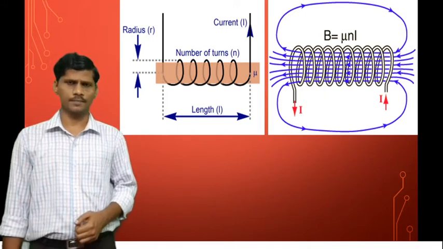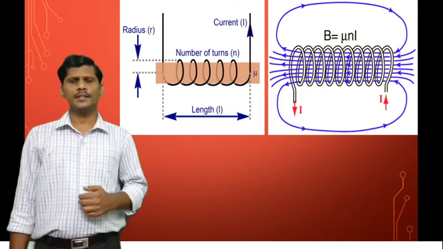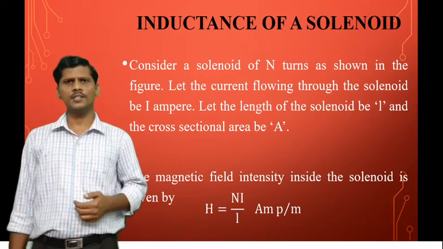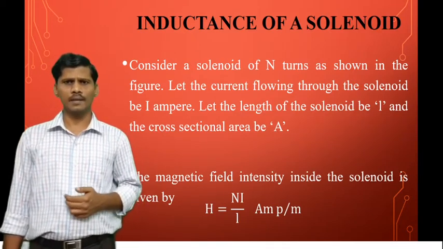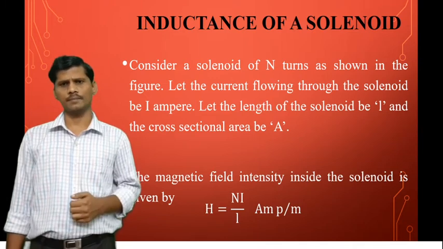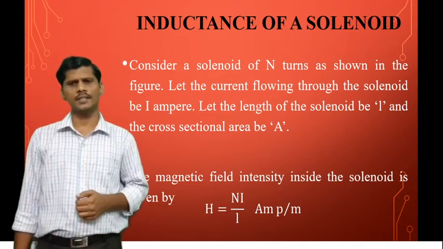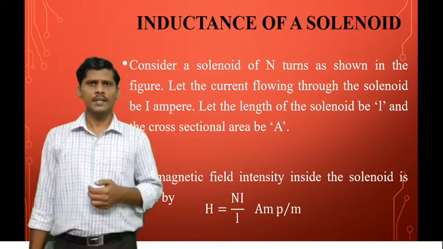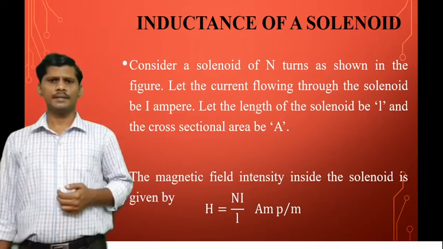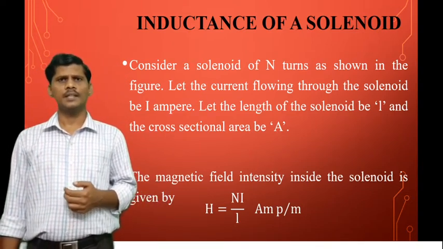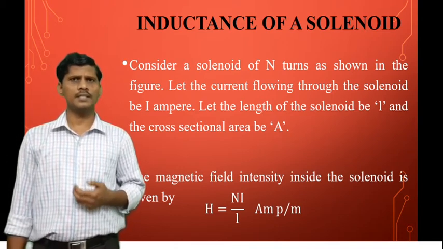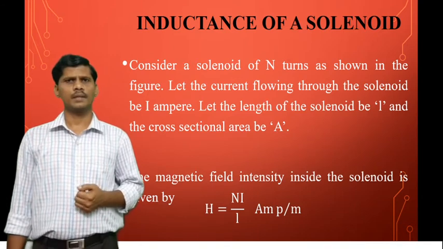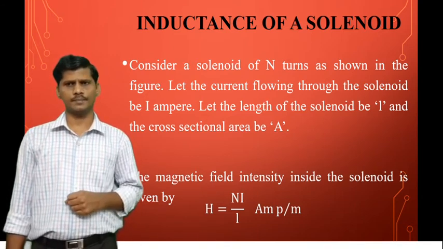The magnetic field intensity inside the solenoid is given by H equal to N I by l ampere per meter. Here N is the number of turns, I is the current flowing through the solenoid, and l is the length of the solenoid.